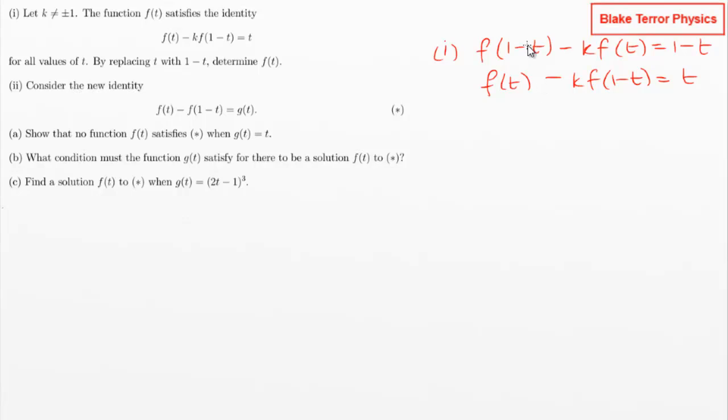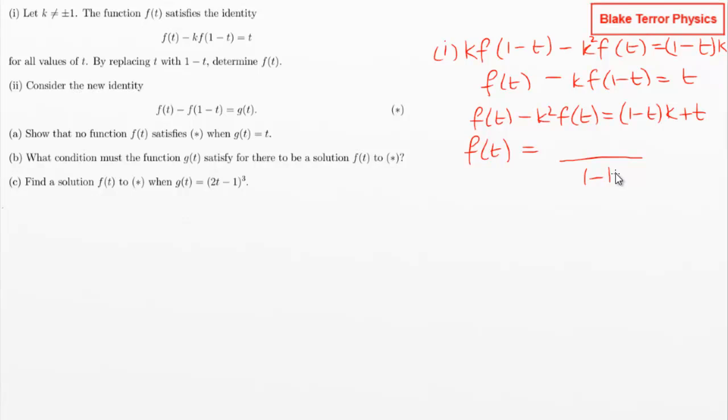We want to get rid of these f of 1 minus t. So if we multiply the top one by k, then we can just add them up and we'll get just something in terms of f of t. Excellent. So we're going to have f of t minus k squared f of t equals 1 minus t times k plus t. So f of t will equal, so we'll have a 1 minus k squared.